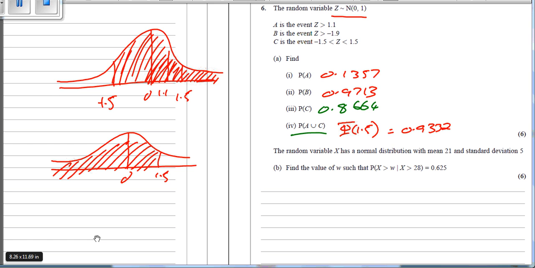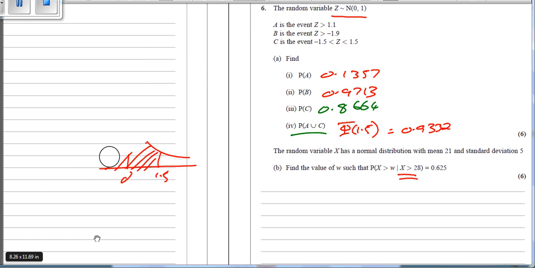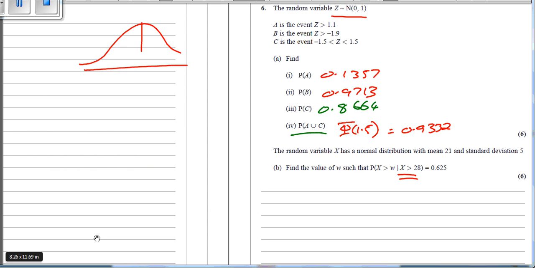So now let's have a look at the next one. And again, we've got something here which is given that. So we should know what to do with that from the past probability questions. But before we get to that, let's do a diagram. So we've got a normal distribution. So we've got an x-curve here with a mean of 21 and a standard deviation of 5.